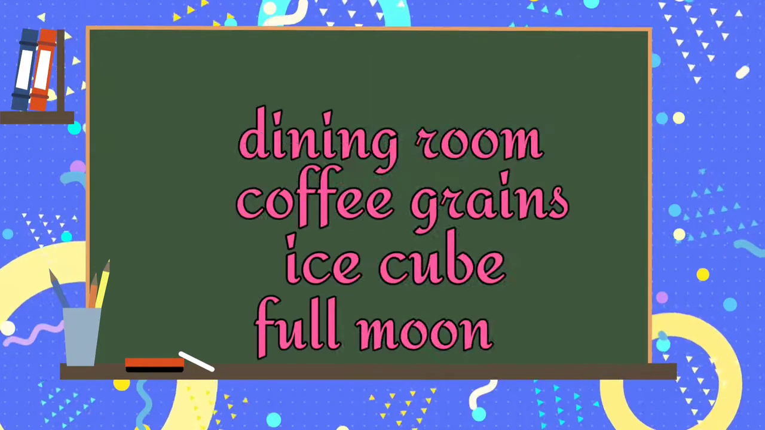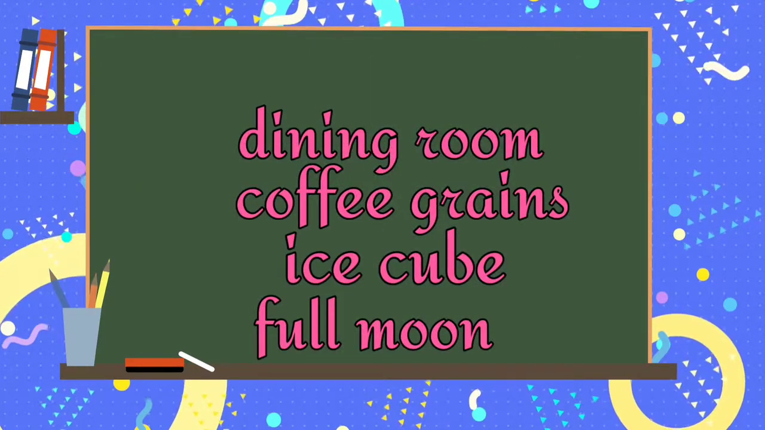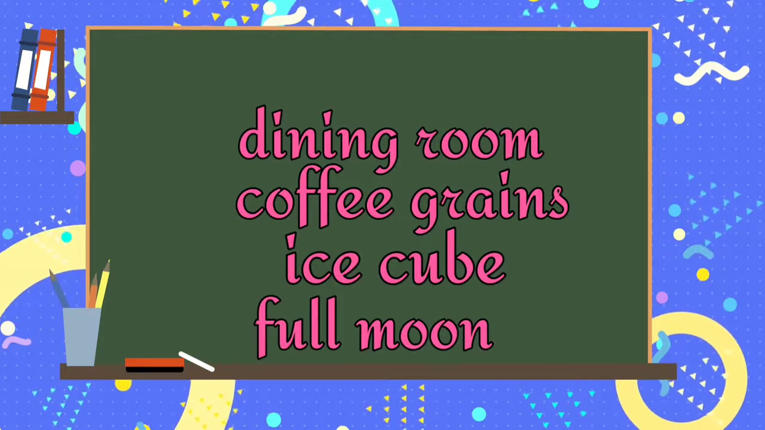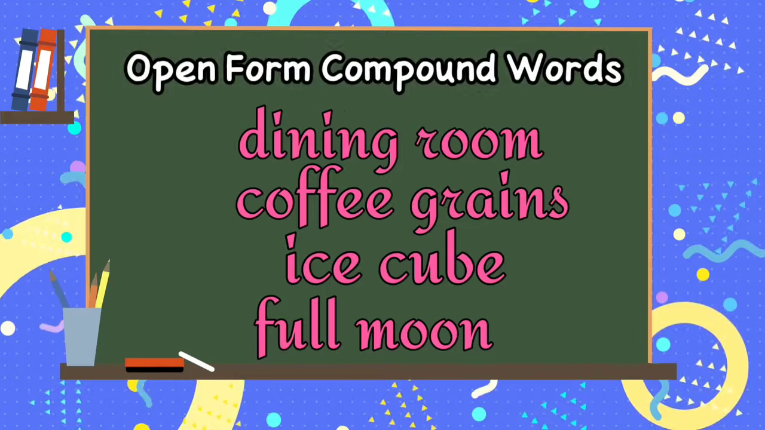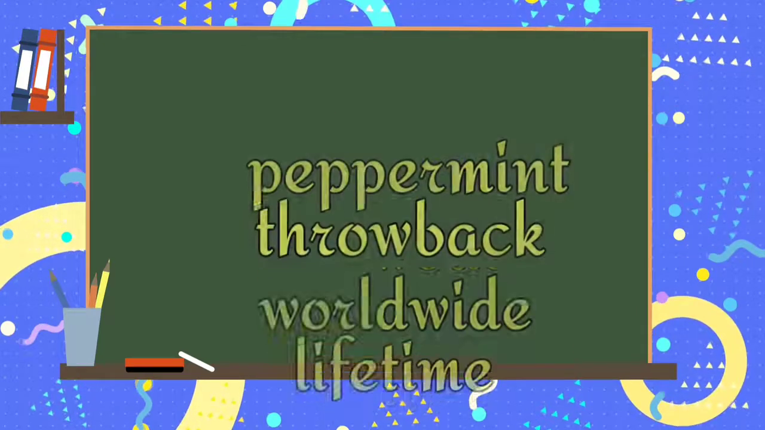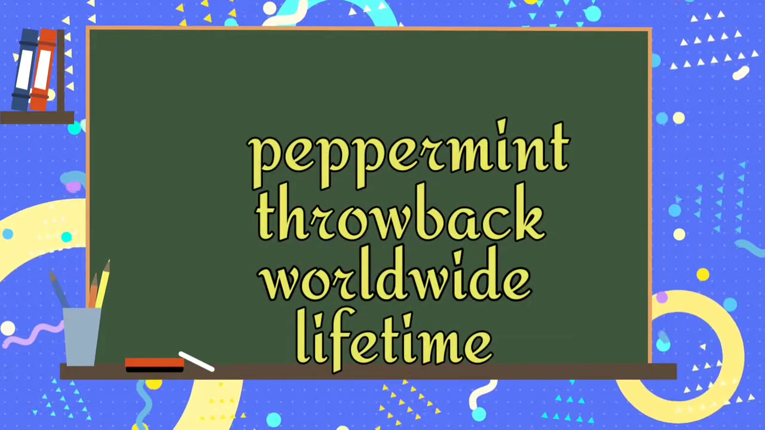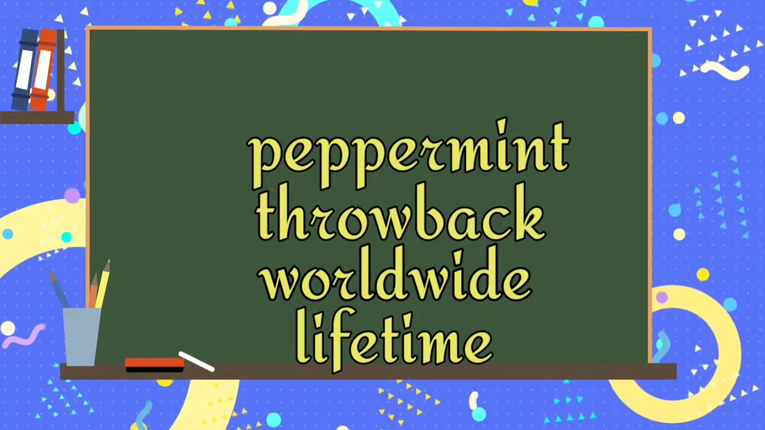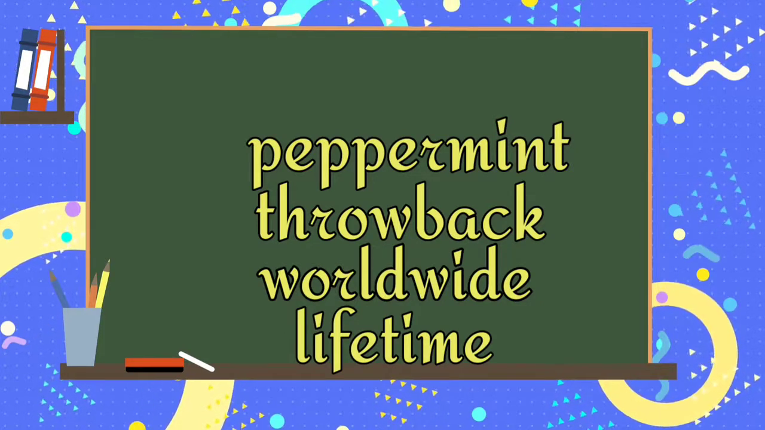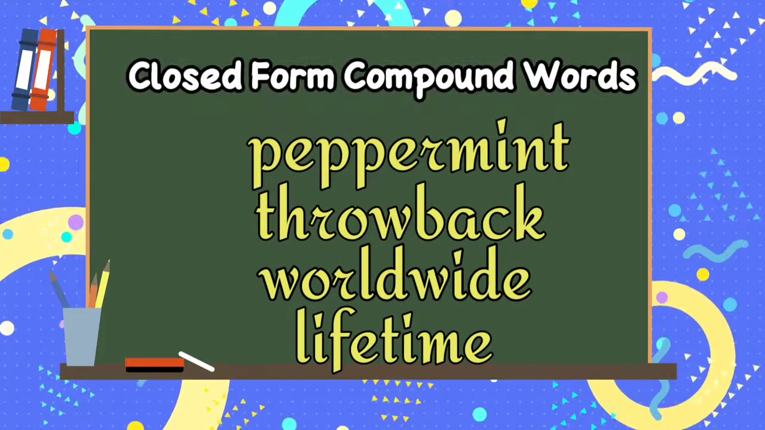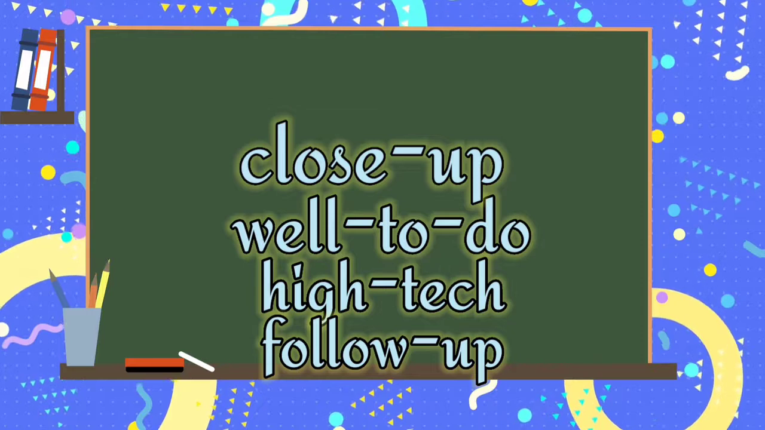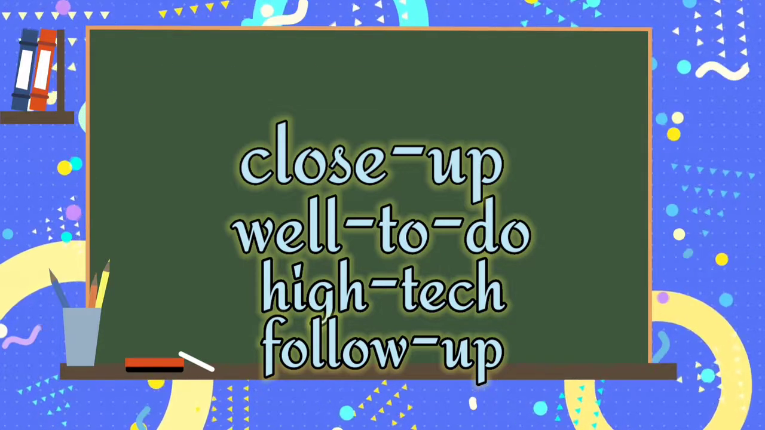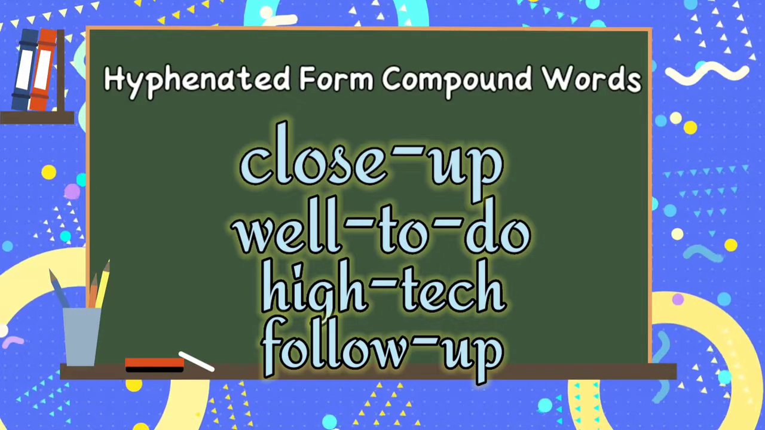As you can see, the words in pink were written with space between them. These are called open form compound words. On the other hand, the words in yellow were written as one without a space. These are called closed form compound words. Moreover, the words in blue were connected by a hyphen. These are called hyphenated form compound words.